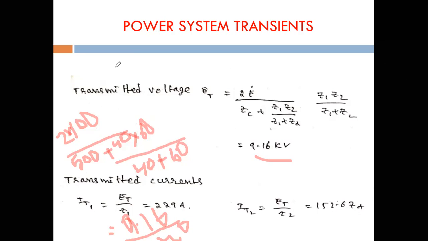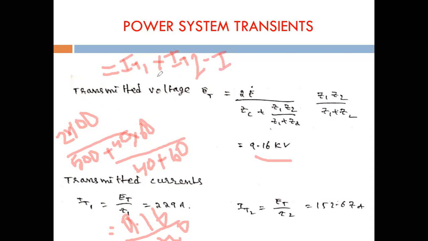Next we calculate the reflected current. What is the formula for the reflected current? First we find the reflected voltage. Reflected current is equal to IT1 plus IT2 minus I.